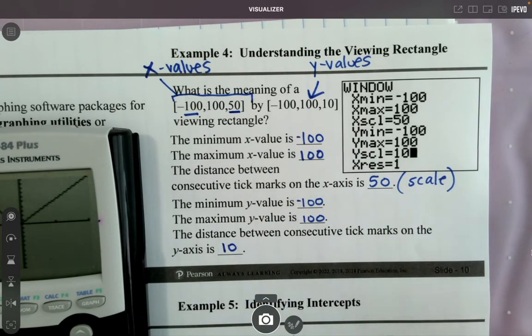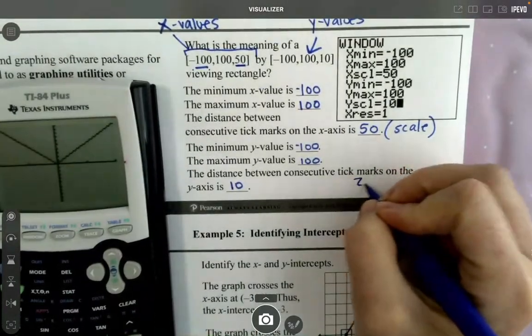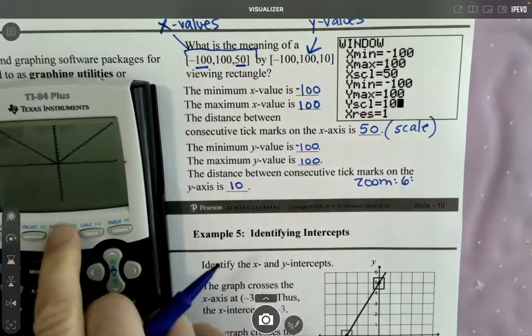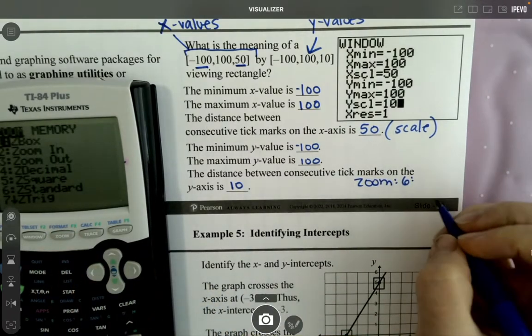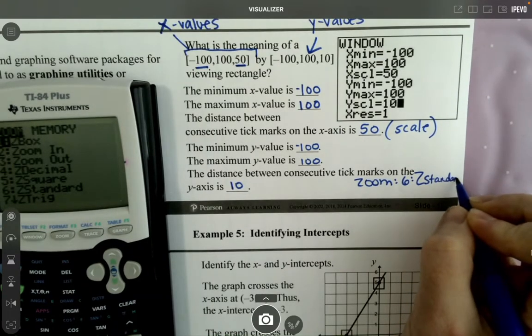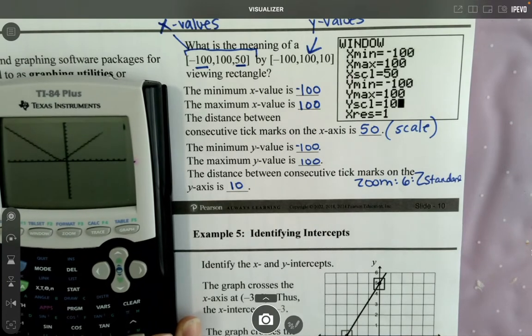So you can always change your window if you would like. If you want to go back to original, you'd hit zoom 6, which is standard. Zoom, yeah, it's Z standard. Whenever you do that, it takes it back to the original standard negative 10, 10, 1 kind of window.